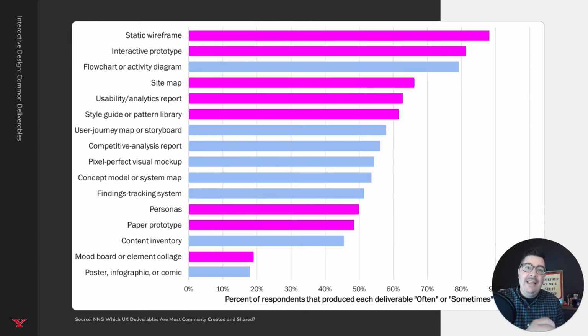The ones highlighted here in pink are actually ones that we're going to be producing inside of this course in this semester. So we're going to be focusing on wireframes and interactive prototypes, site mapping, usability reports or user research. We're going to be focusing on how to create a style guide. We'll build personas, we'll do paper prototyping, and we'll also create a mood board, or an element collage is another word for it, but we typically call it a mood board.